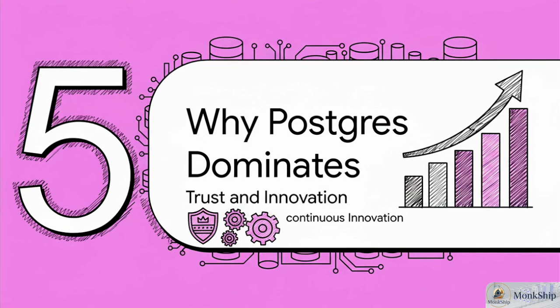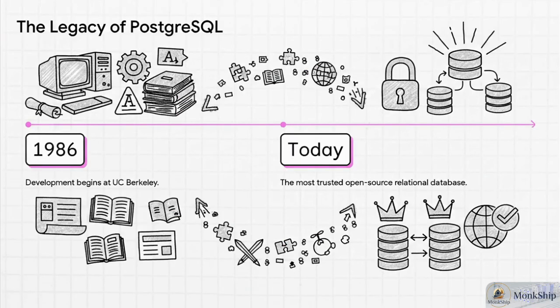So, okay, we've seen the technical side, and it's brilliant, but that's really only half the story. The bigger question is, why? Why do so many developers and companies put their trust in Postgres? Well, it all boils down to a legacy of trust and just relentless innovation. I mean, check this out. Its development started way back in 1986 at UC Berkeley. This is not some new, flashy, flavor-of-the-month technology. It has deep, serious academic roots.